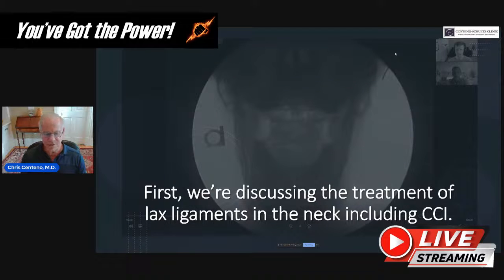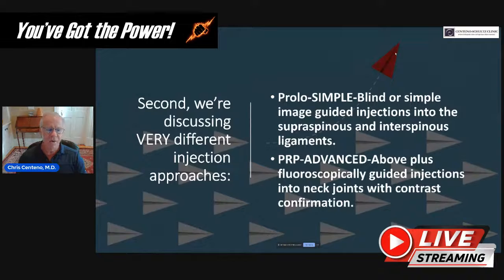So first, we're discussing the treatment of lax ligaments in the neck, including CCI. But again, we could be discussing partial tendon tears or other types of instability, like SI joint instability. So we're just talking about healing ligaments, and specifically in the neck. Now, second, we're discussing very, very different injection approaches between the most common applications of these two technologies. And that's the first thing to really understand here.